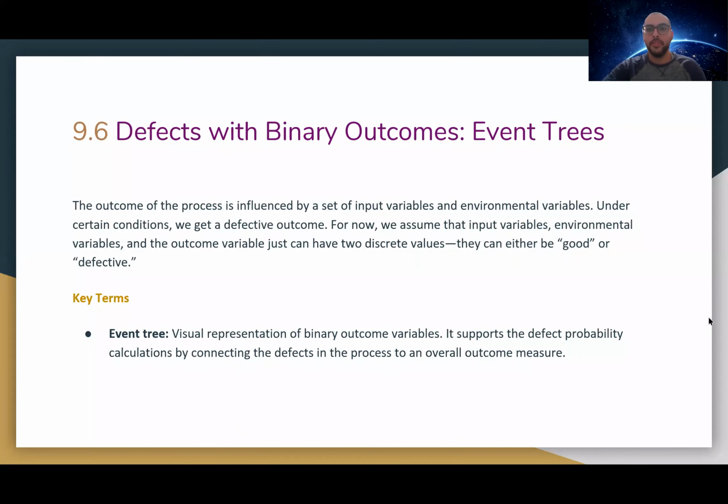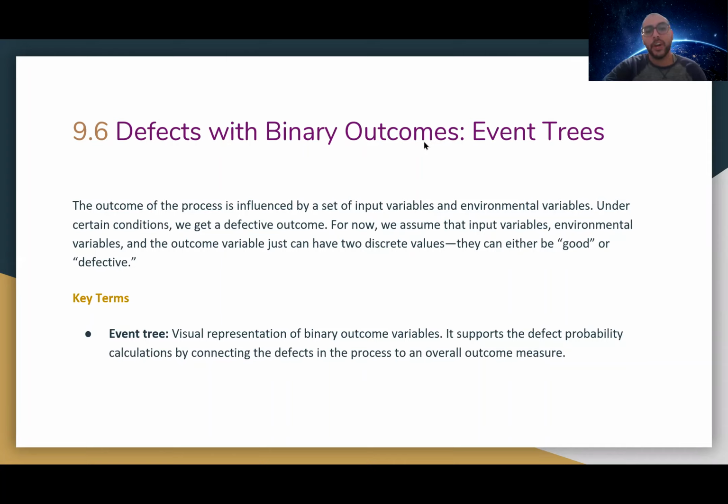Hello, everyone. My name is Bishoy Sadek, and today I'm talking about Chapter 9, Section 6. The title of this section is called Defects with Binary Outcomes, and the main focus point is event trees.